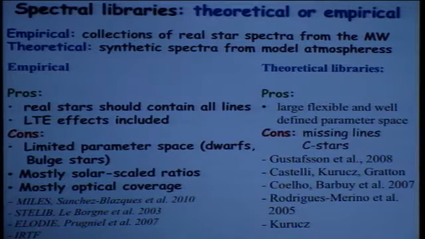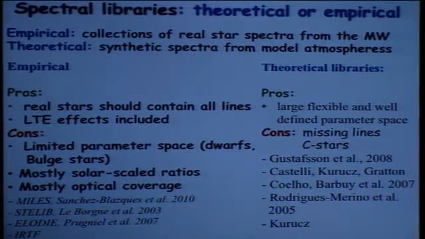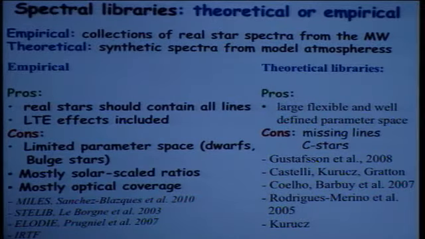All of these libraries are very well known, and I've used them all: Miles, Stelib, and LOD. They cover from 3,000 to 3,500 angstrom up to 6,000 angstrom. All the rich part of the near infrared is not yet properly covered, but we have this valuable exception.